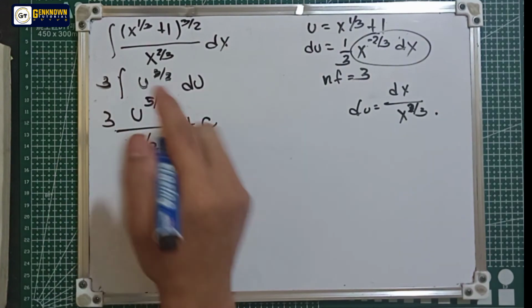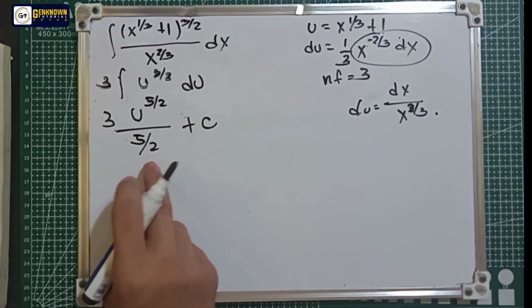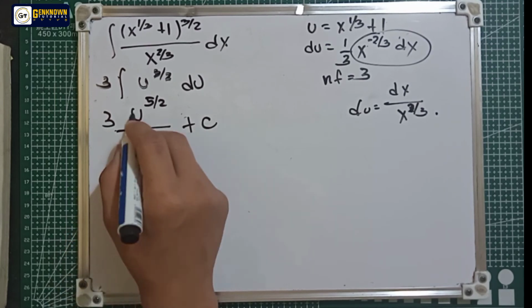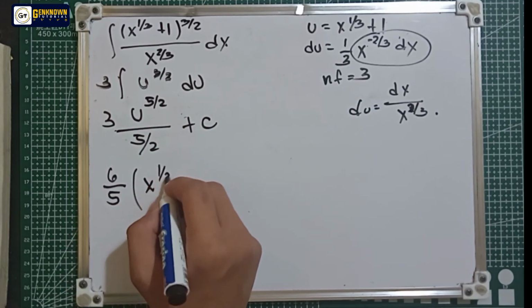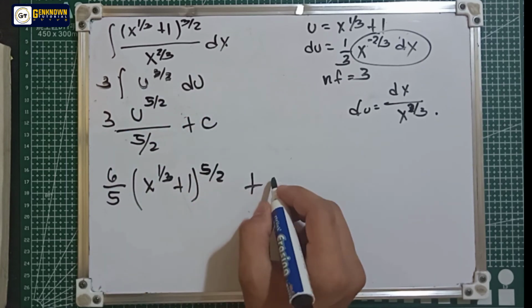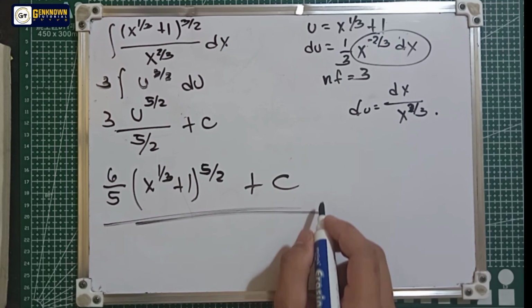Okay, let's substitute back u, then simplify the equation. So, 3 multiplied by 2 is 6. 6 over 5 multiplied by u, which is x^(1/3) + 1, raised to 5/2, plus the constant. This is the final answer for number 6.